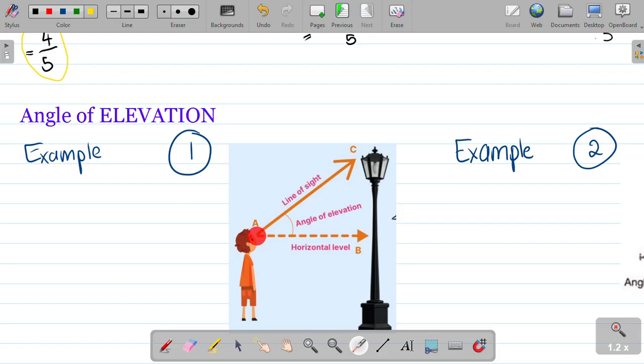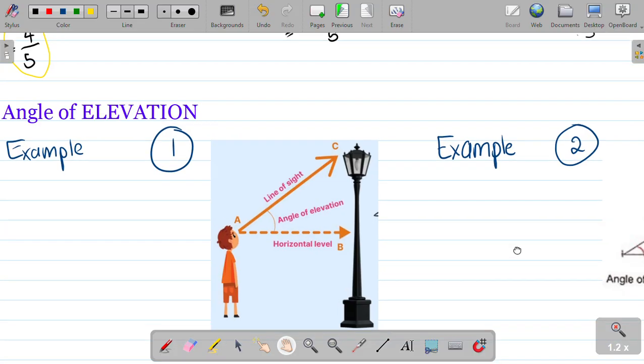Example number 1, you can see that this is the line of sight from here, and we're going up. We're looking to point C, or the top of the light pole, or the lamp pole, I don't know what you want to call it. And then the horizontal will be over here, and this would therefore become your angle of elevation, because it's going from horizontal, and we are going up above the horizontal, and therefore it's called the angle of elevation.